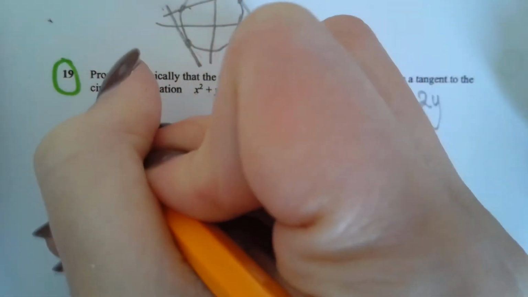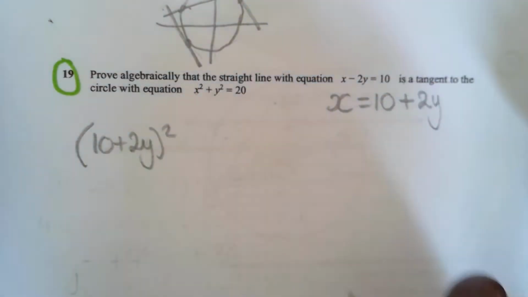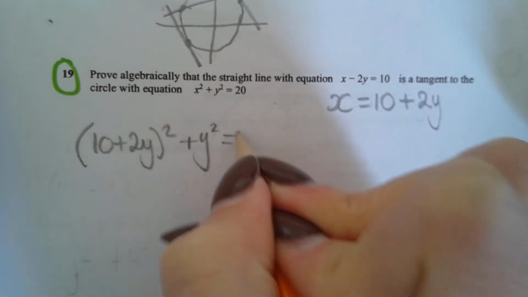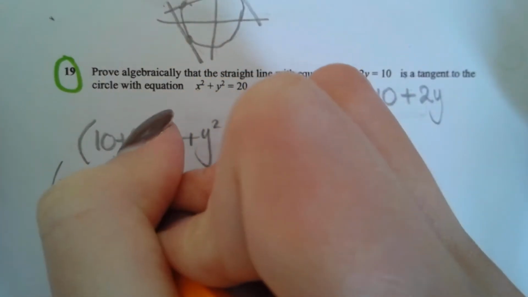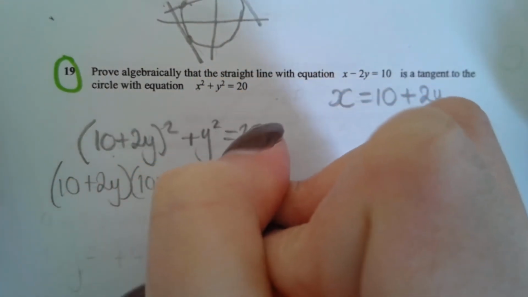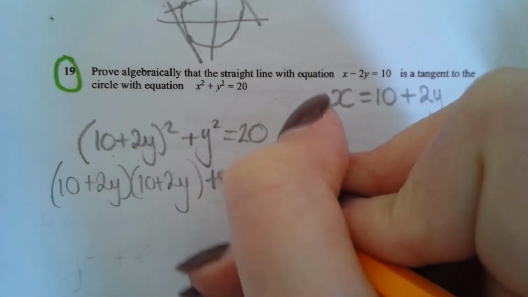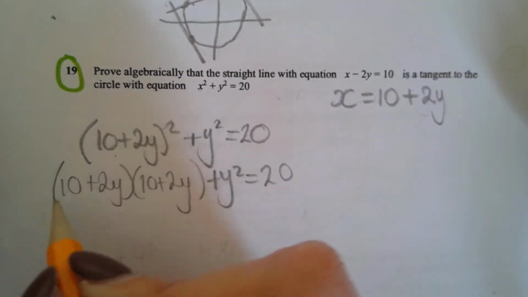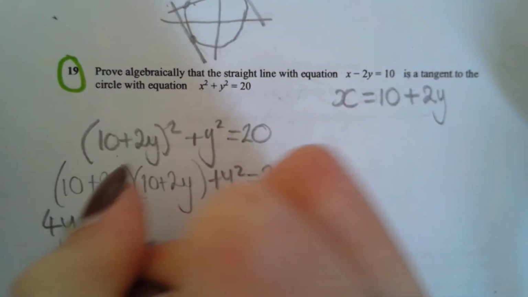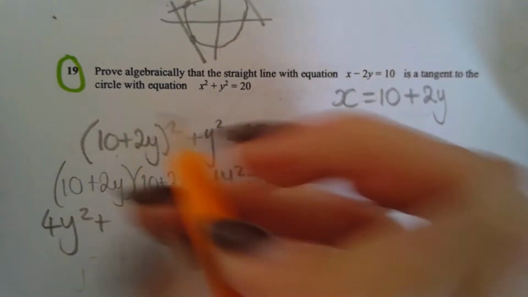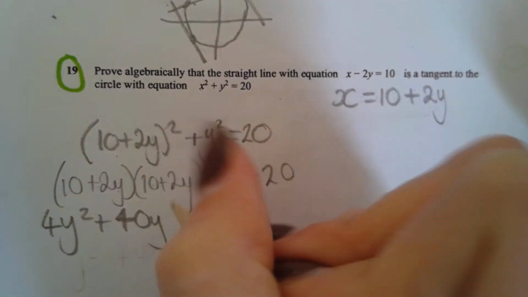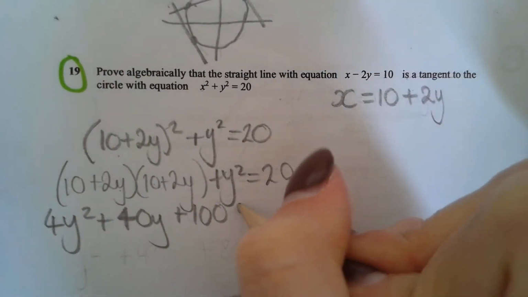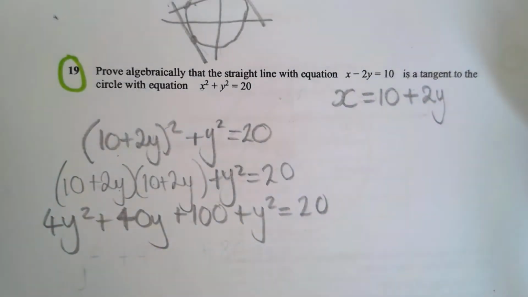So instead of x squared, I've got (10 plus 2y) squared plus y squared equals 20. I know that this doesn't mean 10 squared add 2y squared. We need to make double brackets: 10 plus 2y, 10 plus 2y, and I've still got my plus y squared equals 20. I'm going to expand my brackets out, so I end up getting 4y squared, add 2y times 10 is 20y, but we've got that twice, so it's 40y. 10 times 10 is 100. Still got my plus y squared, and still equals 20.